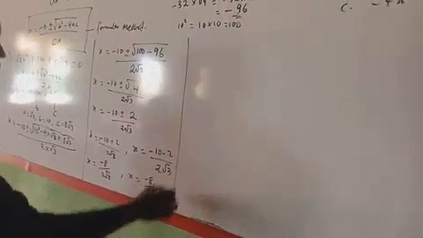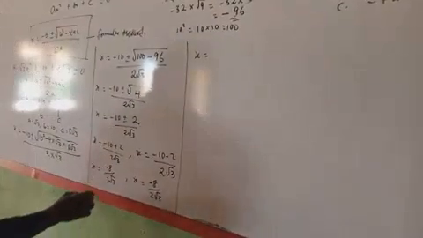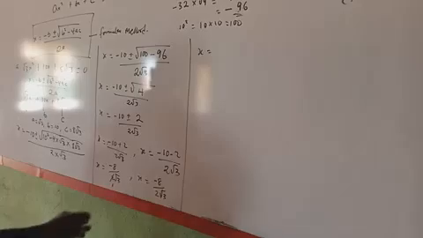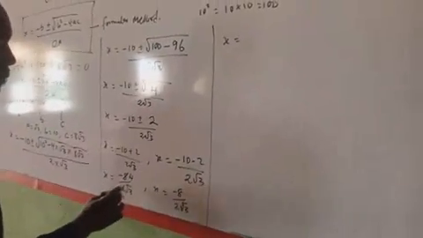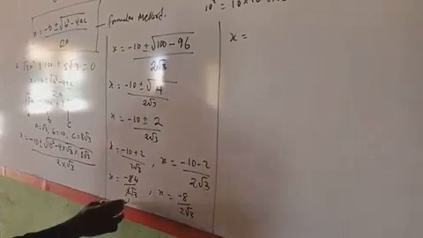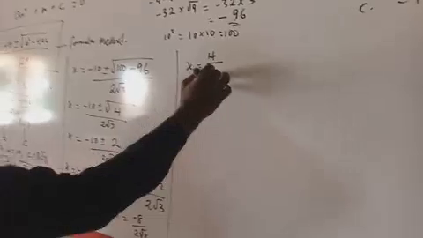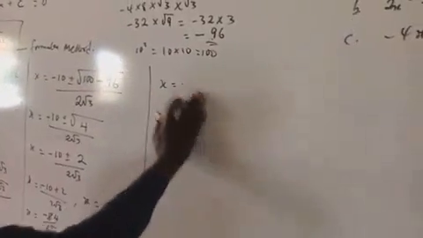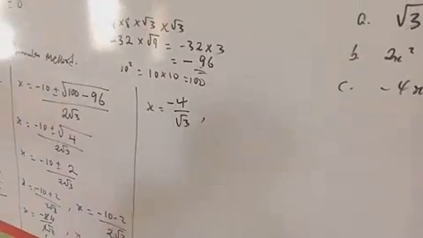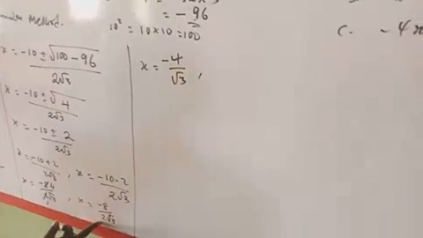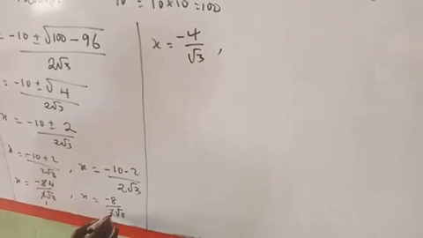I'll do that here. So I'm going to have x equals, now you see 2 here can divide 2, which is 1. 2 can divide 8 also, which is 4. So 2 into itself is 1, 2 into 8 is 4. So I'll be having x as minus 4 over root 3. I'll have that there. Then I'll come down again. I have x equals minus 8 over 2 root 3. 2 into itself here is 1.